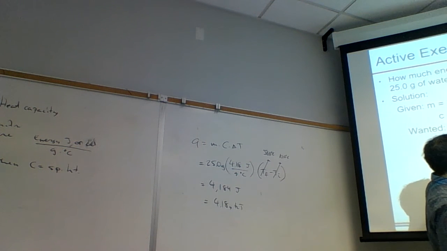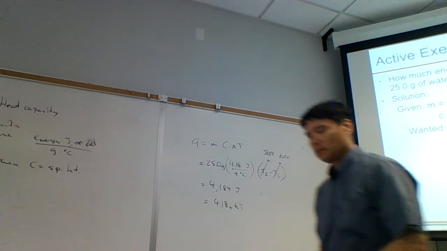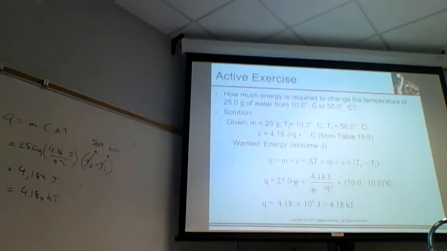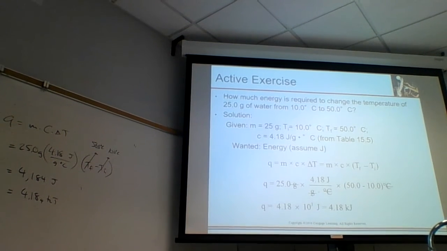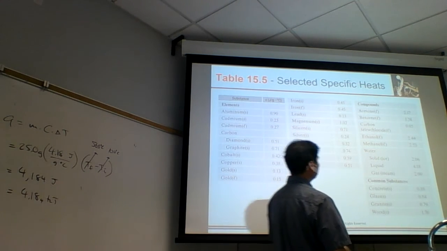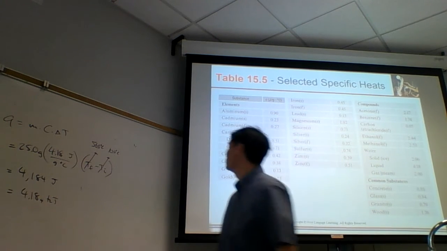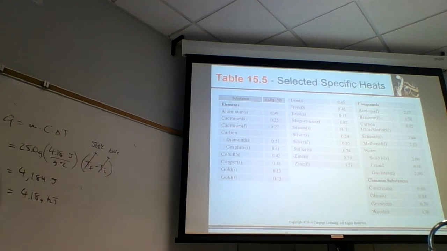This is also in table 15.5. 4.18 was the highest. Remember? It was the highest value that we saw in that table. Table 15.5 here. The highest specific heat was for liquid water, 4.18 joules per gram degree C. This is the unit. Joules per gram degree C.